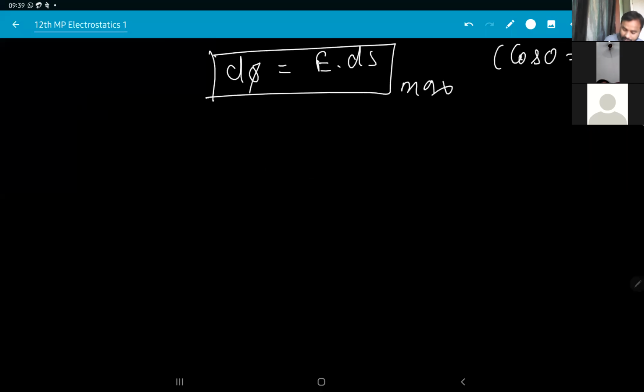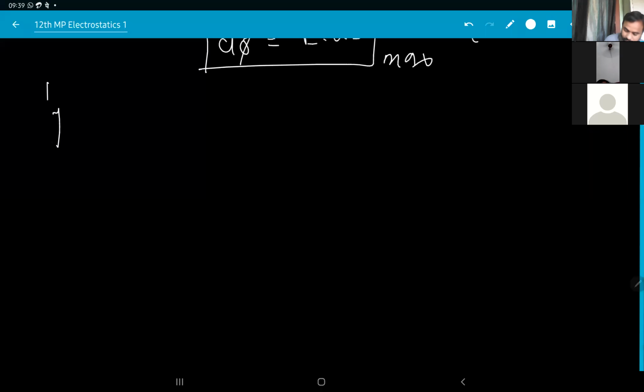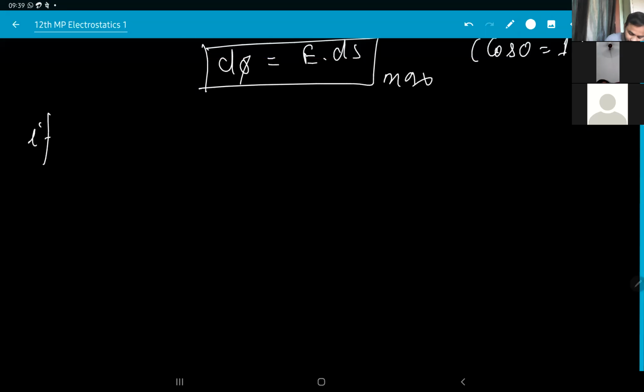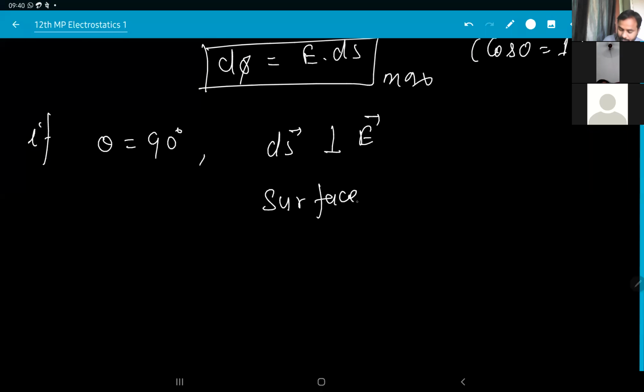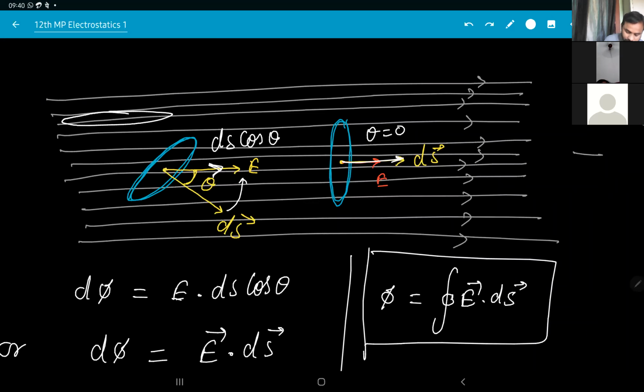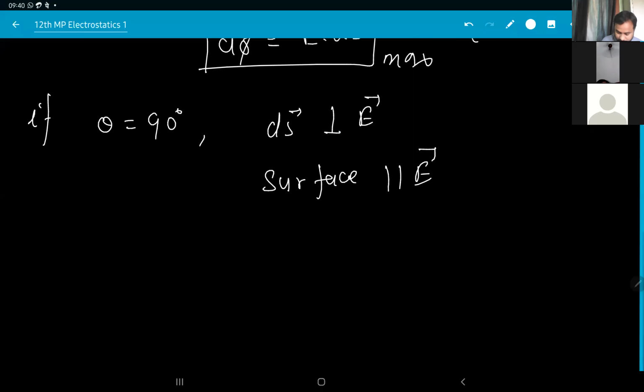So it is maximum flux. And if theta is equal to 90 degrees, that means ds is perpendicular to electric field and surface is parallel to electric field. See this. I'm talking about this condition. In this, it is ds which is at 90 degrees with electric field, and this surface is parallel to electric field. In that case, d phi will be equal to E dot ds cos 90. Tell me what is the value of cos 90?